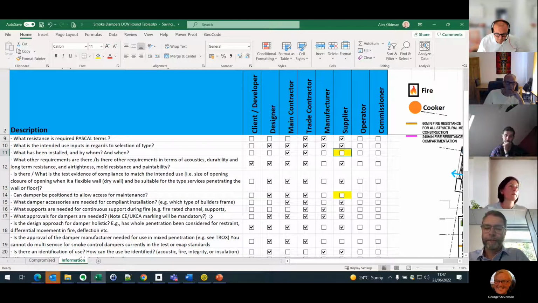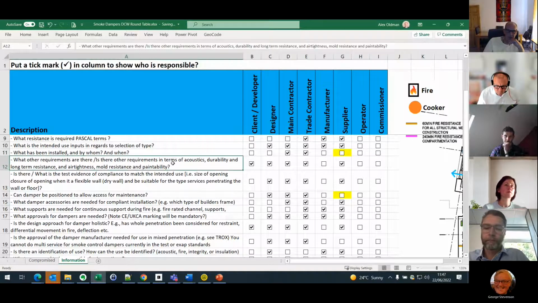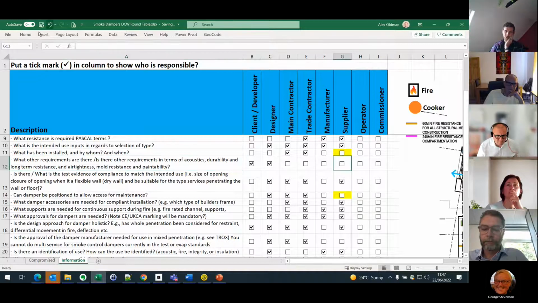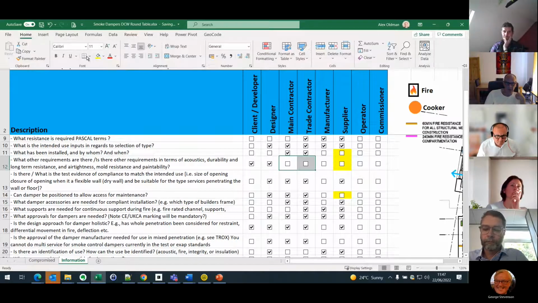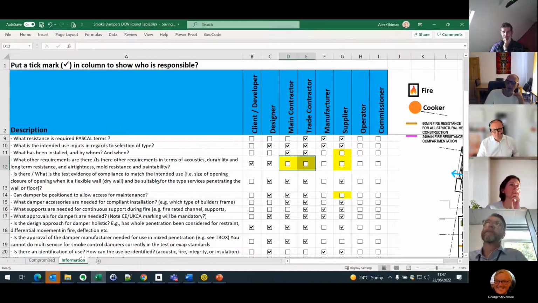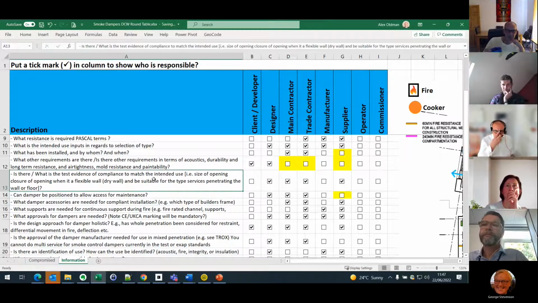Similarly, row 12. If you're suggesting what other requirements are there, I would have thought that would have come from the client and the designer, not necessarily from the supplier, the main contractor, or the trade contractor. I think from a housing association side, I would expect everything to come through either the principal contractor or principal designer. Apart from when we're requesting something from them, that's why I thought perhaps 12 was more us requesting a certain thing rather than them requesting something of us.